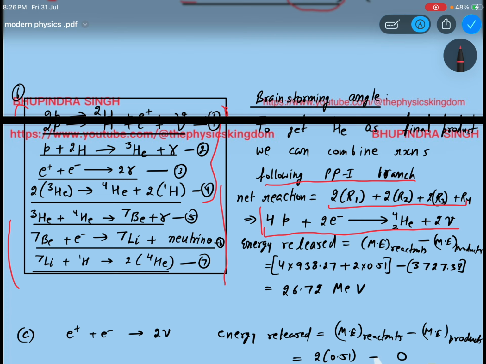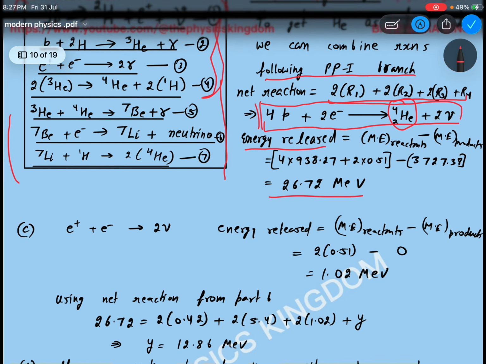So by adding the first 4 reactions I am getting this reaction, which you can call an equivalent reaction of the first 4 reactions. So now I am getting the process of how helium is formed in a short form, and then here I am writing the binding energy equation.